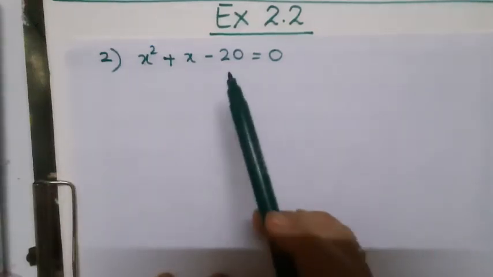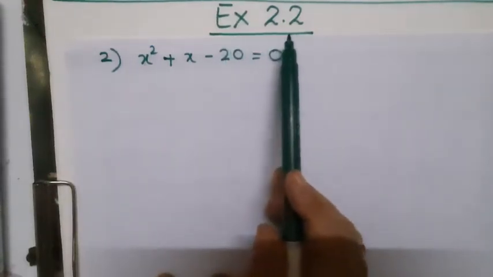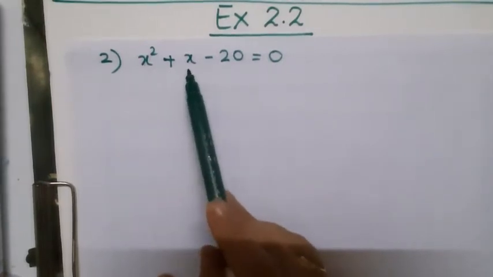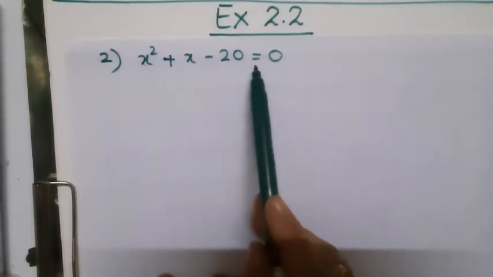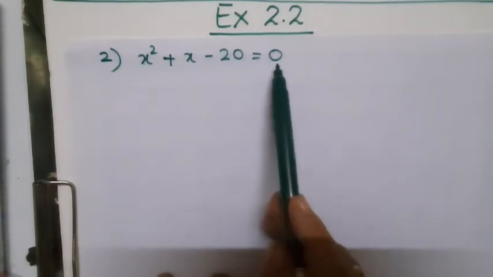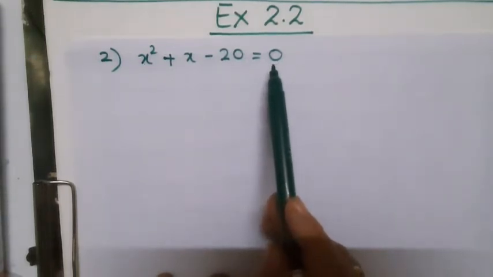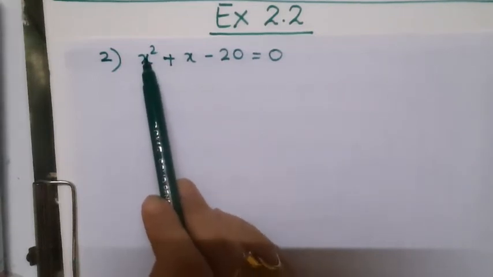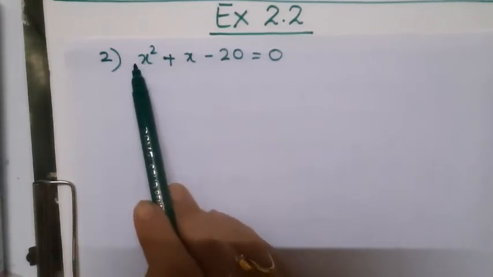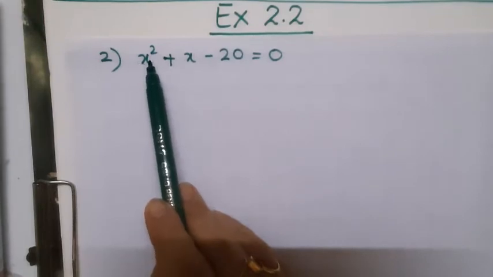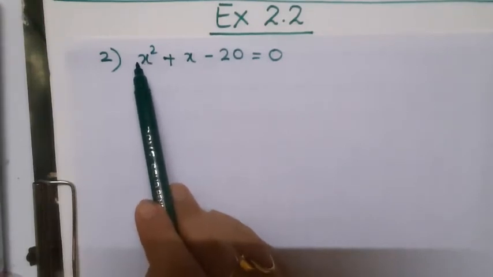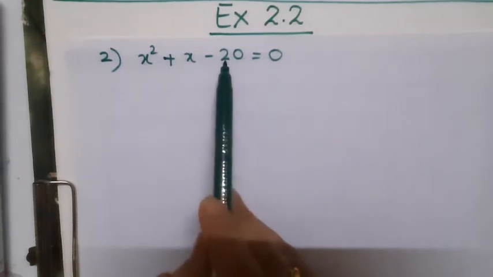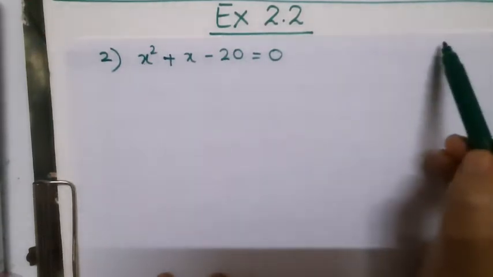Children, let us now solve exercise 2.2 question number 2. The question is x square plus x minus 20 is equal to 0, which we have to solve by factorization method. First see what is the coefficient of x square. Here 1. So when the coefficient of x square is 1, we will directly see the constant term. What is the constant term? Minus 20.